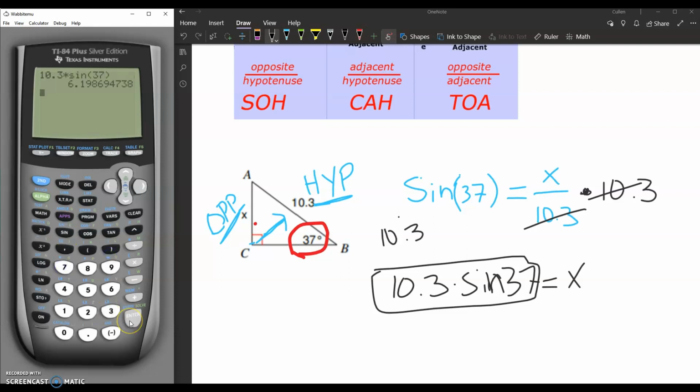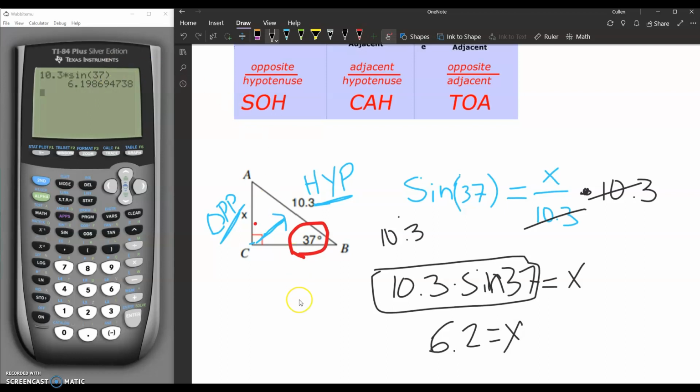And I like to write the number first in doing this. If you write the number second, make sure you close your parentheses. Otherwise, it'll do the sine of 37 times 10.3, so it'll be like the sine of 370. And you don't want that, okay? But this answer comes out. We'll just keep one decimal place for what we're doing. This will round up to 6.2. That was our missing side right there.